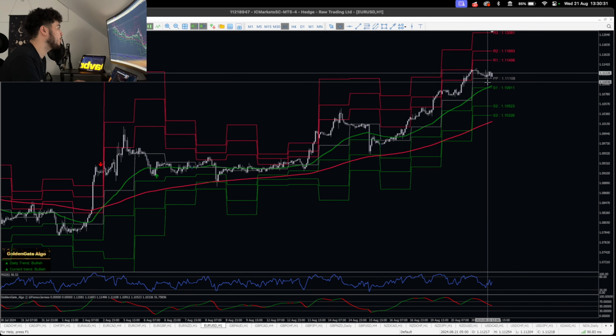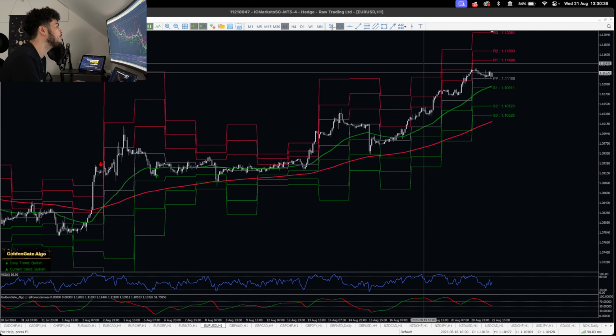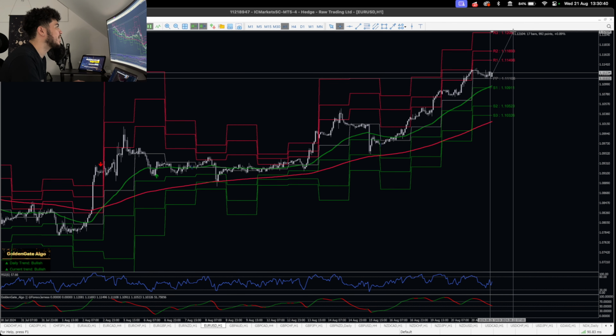Now, if it opens below the pivot point, there's also a 65% chance that we'll close below the pivot point. For example, if we come up to R3, which is up here, there is a 90% chance that this is rejected. So there's a 90% chance that the market will close inside R3, so anywhere in this range. So it's a great thing.